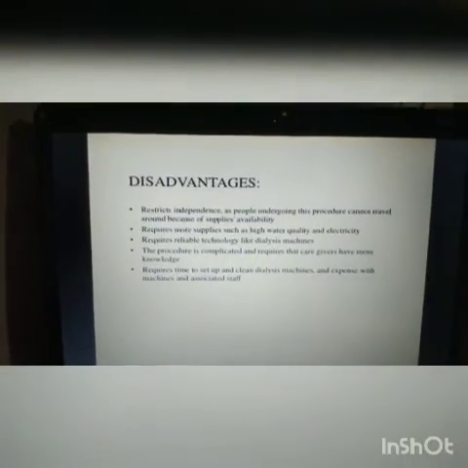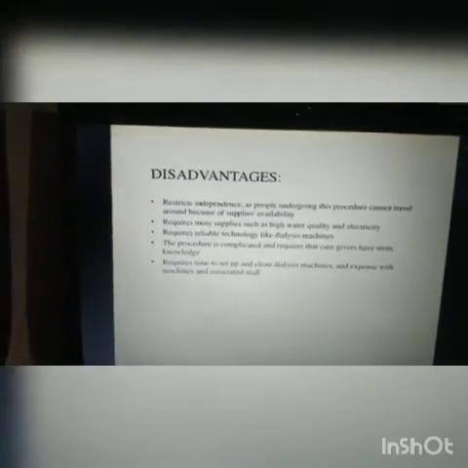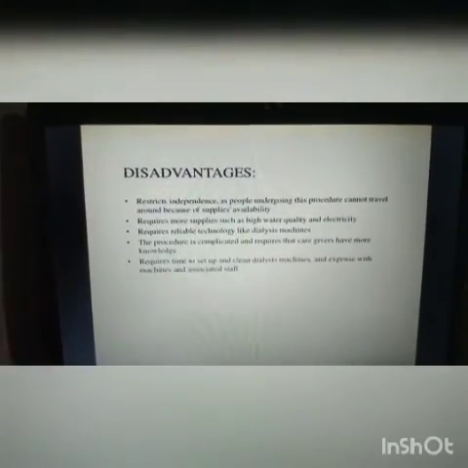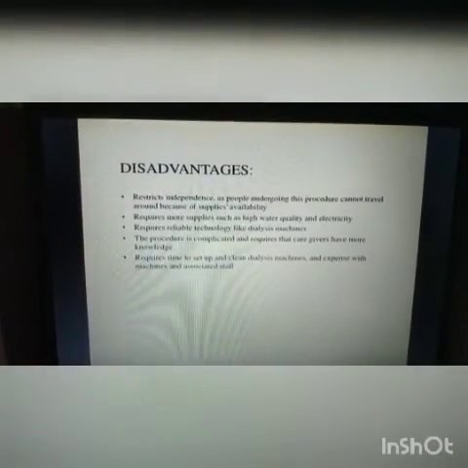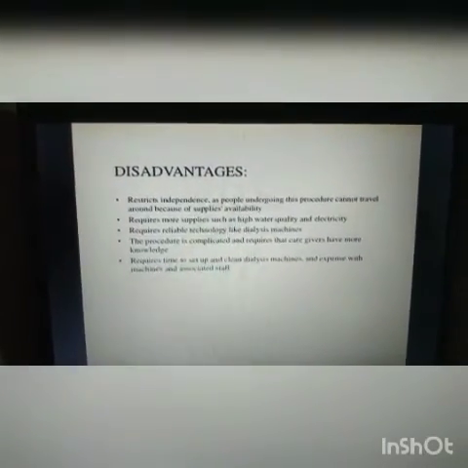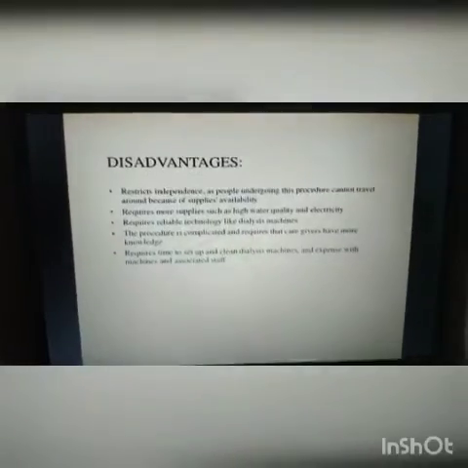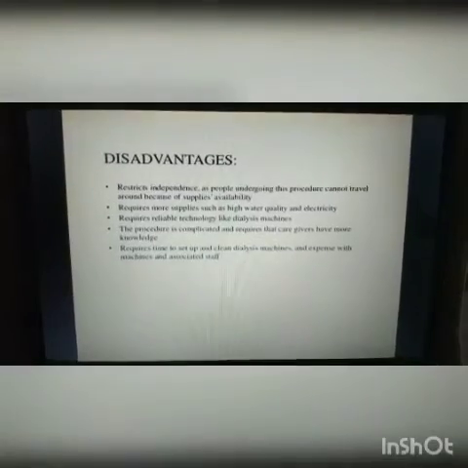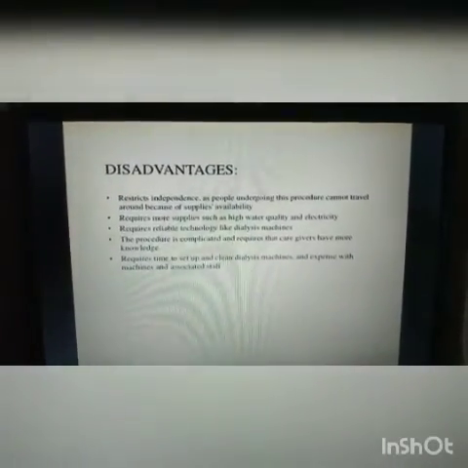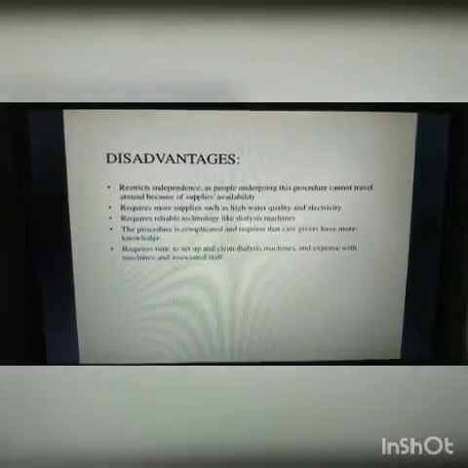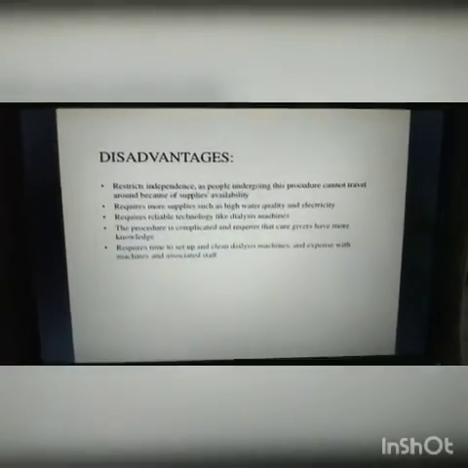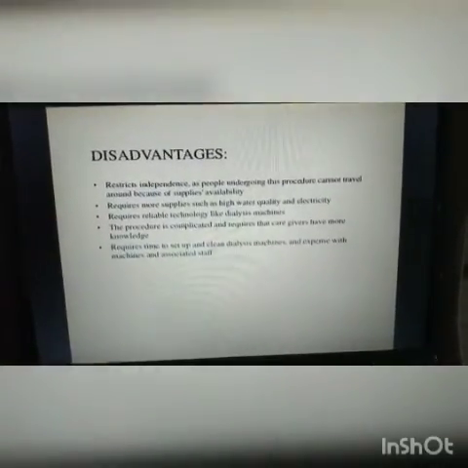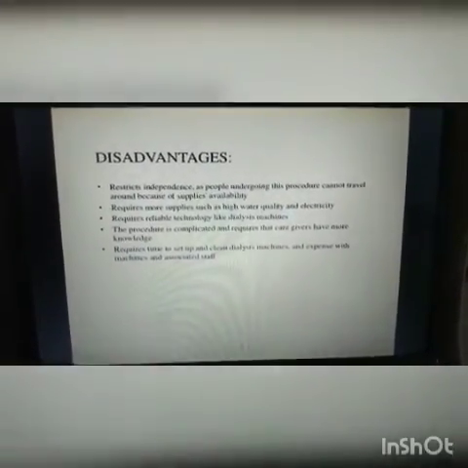These are all the disadvantages of the dialysis machine. The procedure is complicated and requires more knowledge. It requires time to set up and clean the dialysis machines. It is very complicated and very expensive. If there are no skilled operators, or if it is not properly worked, the machine can fail.